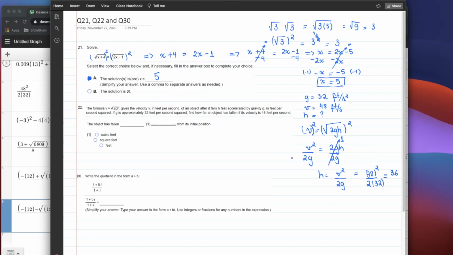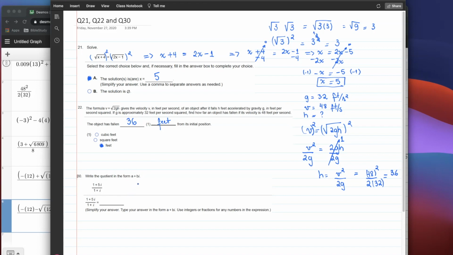And what does this 36 mean? The object has fallen 36 what? Cubic feet, square feet, or just feet? Feet, because it's the length and the height that the object falls.